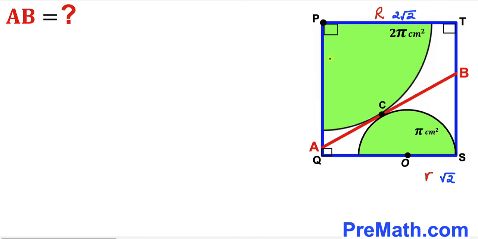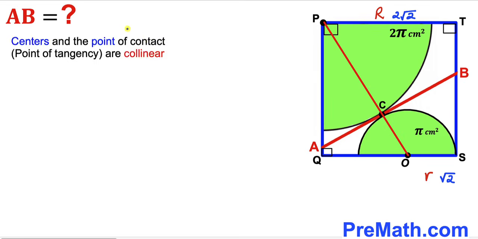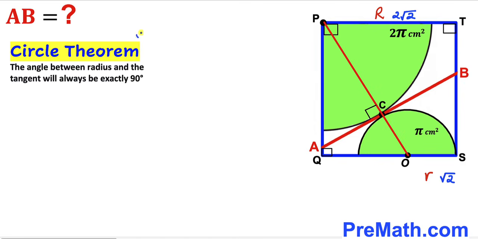And in this next step, I am going to connect this center O with this center P, as you can see in this next step. And now let's recall this crucial fact. The centers and the point of tangency are collinear. So no wonder these centers O, P and this point of tangency C lie on the very same line. And now let's recall the circle theorem. According to this theorem, the angle between the radius and the tangent line will always be 90 degrees.